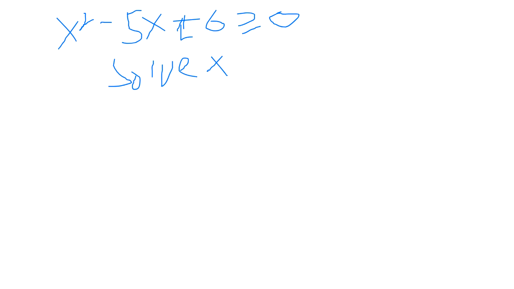You factorize x squared minus 3x minus 2x plus 6. Please, you see what we are doing here is not like memorizing. You must understand what you are doing. So here, if x comes out, we are going to get x minus 3.